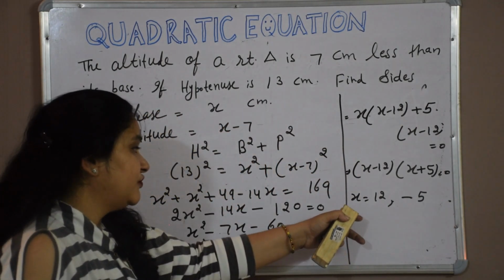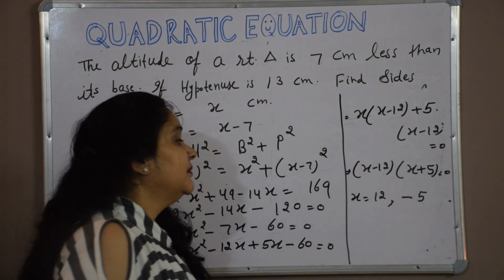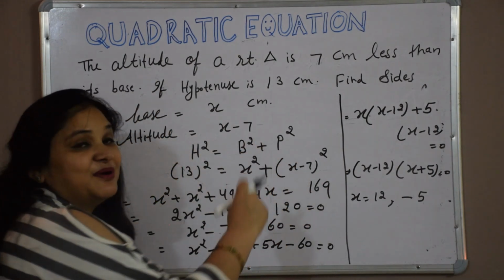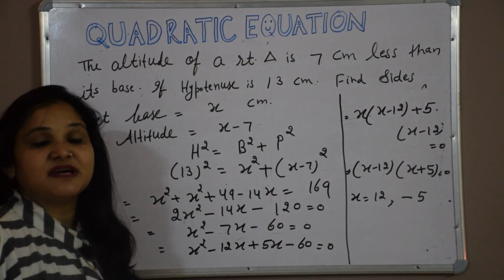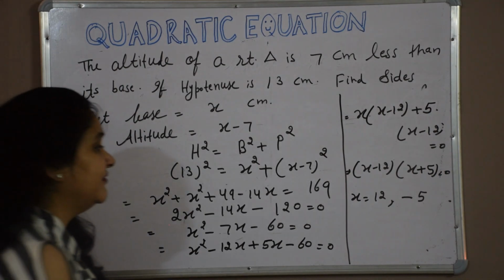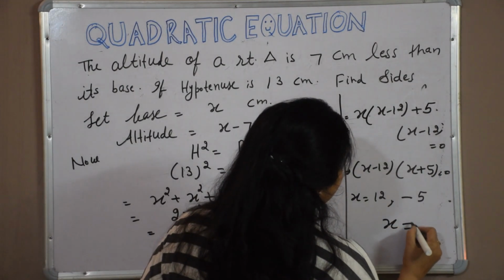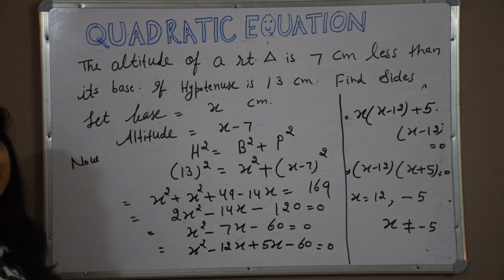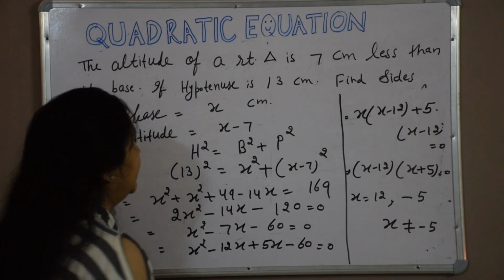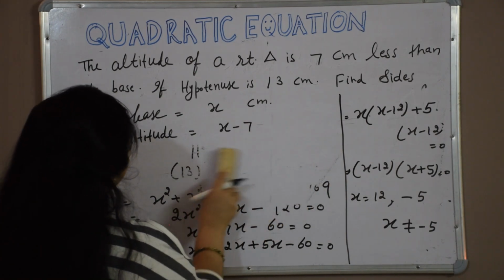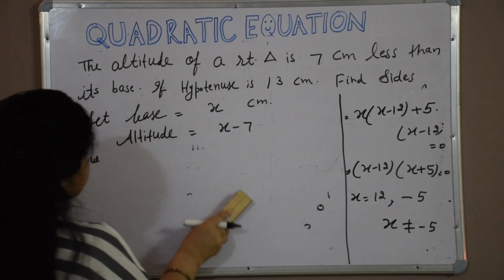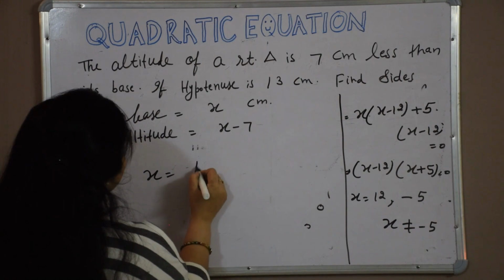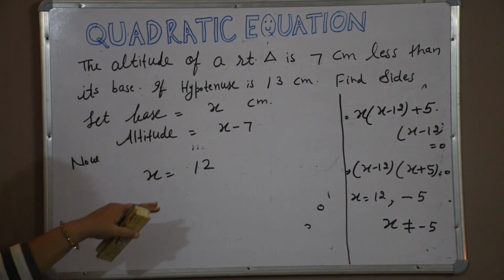There are two values of x, 12 or minus 5, but we know we were talking about the sides of the triangle, and we know sides of the triangle can never be negative. So x is not equal to minus 5. We ruled out this possibility because the sides of the triangle can never be negative. So only possibility that we are having is x is equal to 12.